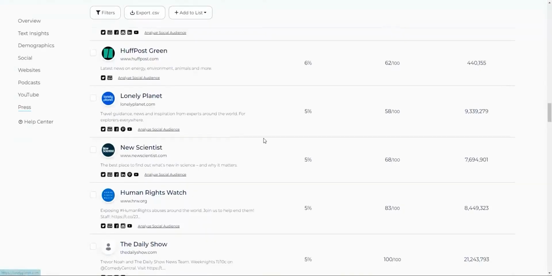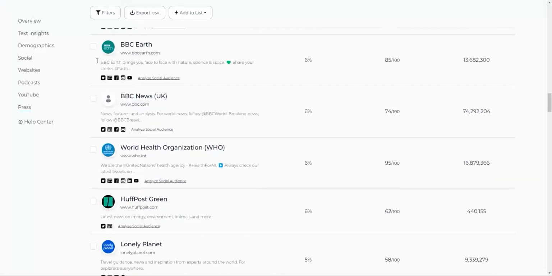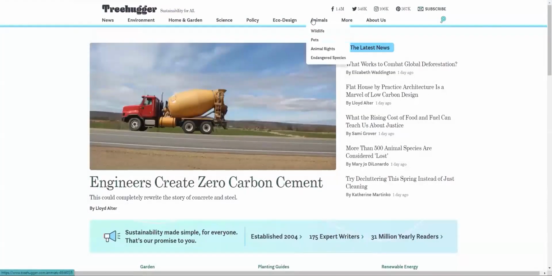If I see Medium here above the 5% mark, I would seriously consider creating articles and sharing them on Medium. Try to go for accounts that are not the major popular ones. Go for the smaller ones that are more specific to this audience. Try to understand their Facebook following, Twitter, Instagram, basically all the social media.